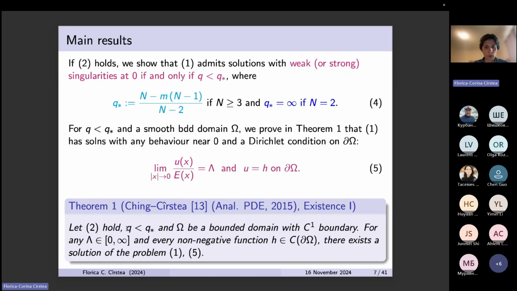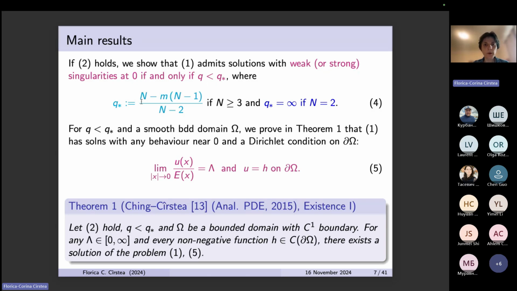And the three behaviors, so in order to have solutions, we need to have q subcritical. And here, the critical exponent will generalize what we knew when m was 0. Remember that the critical exponent was n over n minus 2 when m is 0. Here, the critical exponent will also be influenced by m. And so the existence of solutions with weak or strong singularities can happen if and only if q is strictly less than q star.